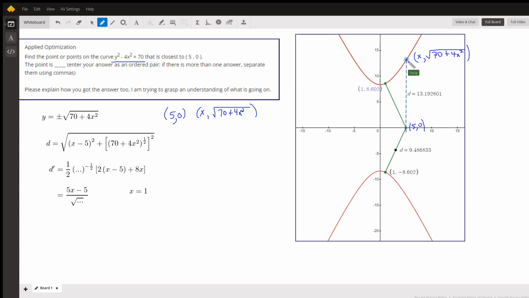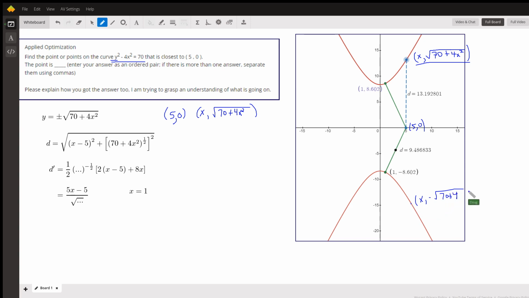And what we can do is let this represent any point on the hyperbola, because if we solve this for y, we get plus or minus the square root of 70 plus 4x squared. So any point on this upper branch, if we have an abscissa, or an x-coordinate, represented by the letter x, the y-coordinate will be the square root of 70 plus 4x squared. Down here it'll be similar, but it'll be minus the square root of 70 plus 4x squared.